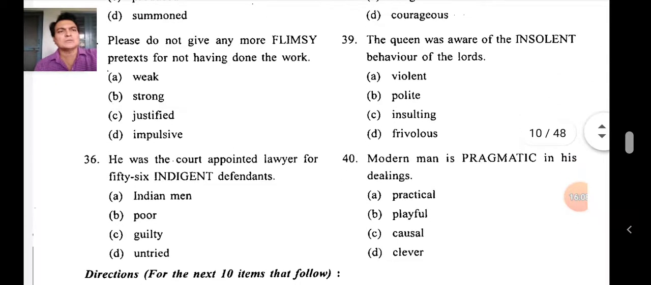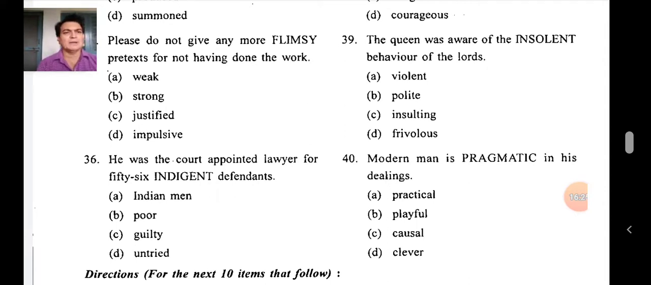Now let's go to question number 39. The queen was aware of the insolent behavior of the lords. Now here, insolent, violent, polite, insulting, frivolous. Now, insolent means very rude. So insulting, that will be the right answer, C.